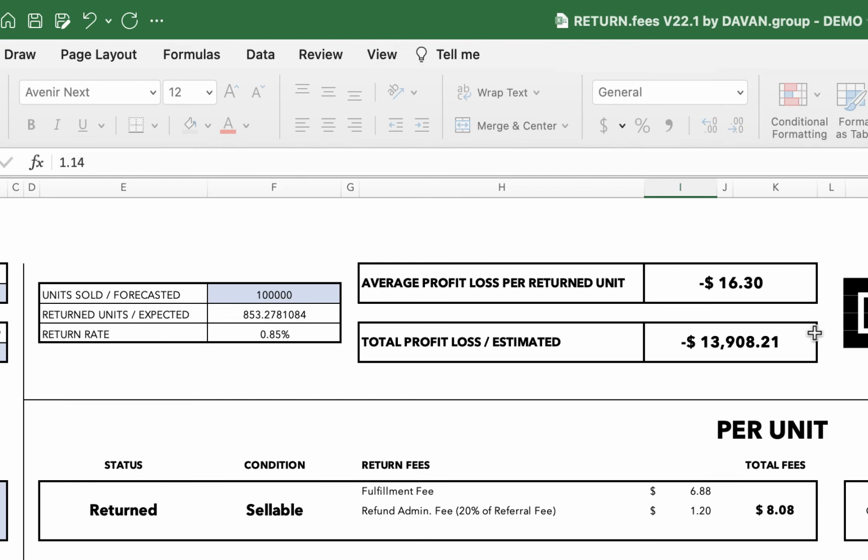And this is something that we use when we do our cash flow analysis or calculations for the year. We say, okay, we know the sales numbers we want to hit. We know we're going to hit about 100,000, but we can't assume that all of those are going to be clean profits of $10.11 each, because we're going to have some returns. So we always deduct the total profit loss of about $14,000 off that.